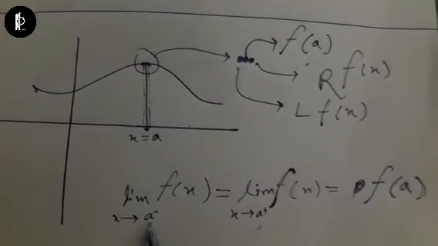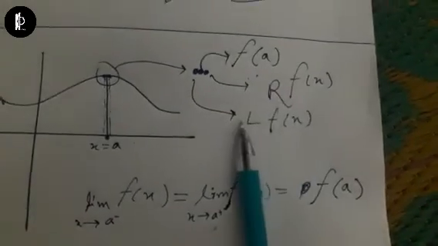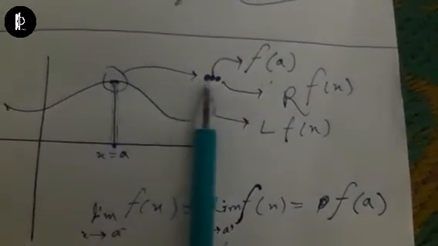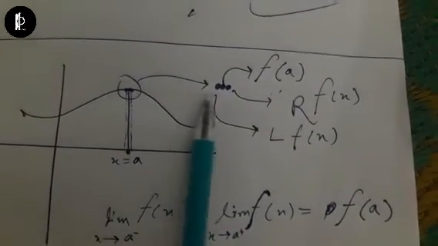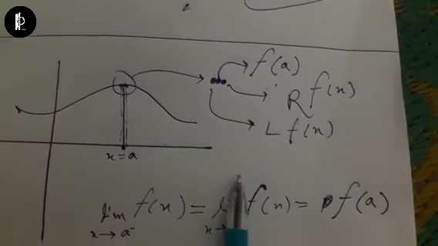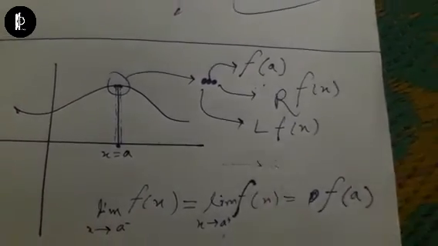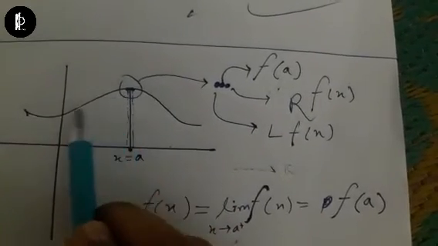or x approaching a from the left side and x approaching a from the right side, which is called RHL and which is called LHL. When the three answers are the same, it means the distance between these 3 points will be approaching zero. This means that it is continuous. This means there is no gap between these 3 points, and it is totally continuous.